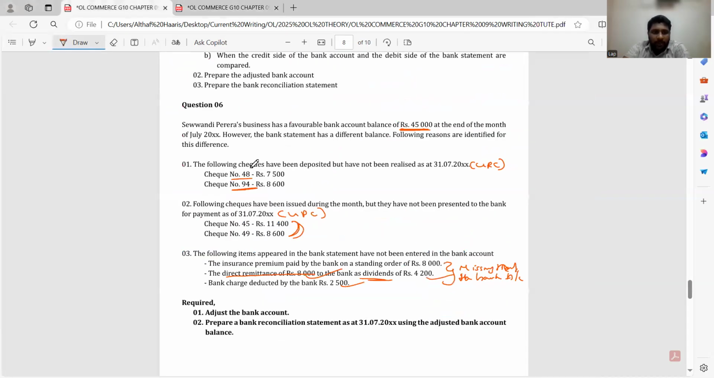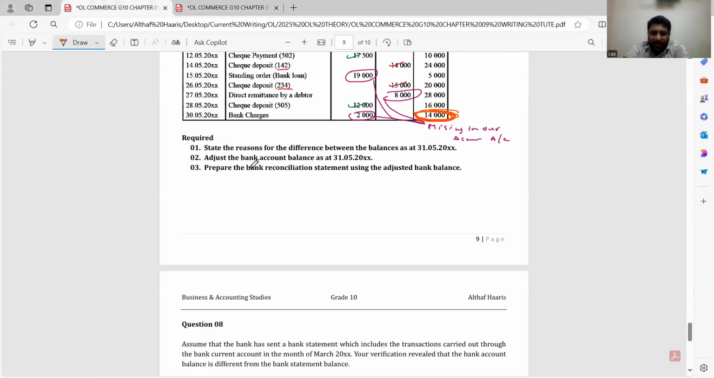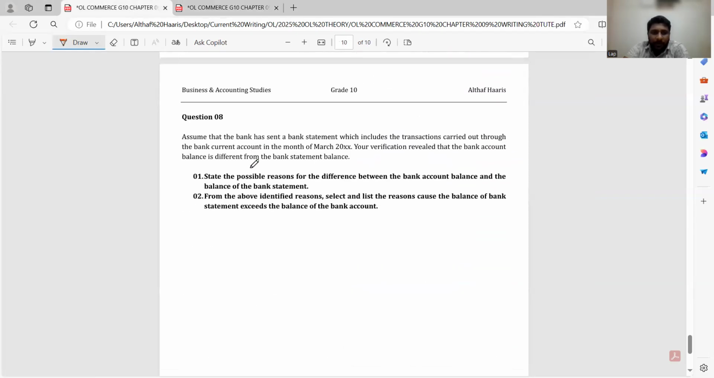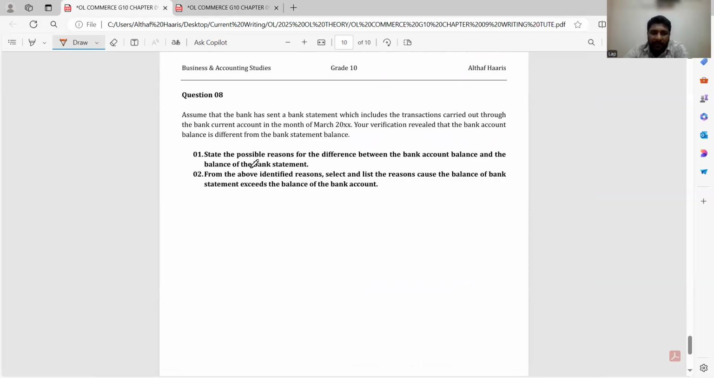So now let's do the last question, people. It's a very small, tiny question. Assume that the bank has sent a bank statement which includes transactions carried out through the bank's current account for the month of March. Your verification revealed that bank account balance is different from the bank statement balance. So this can happen due to 5 reasons. What are the 5 reasons?